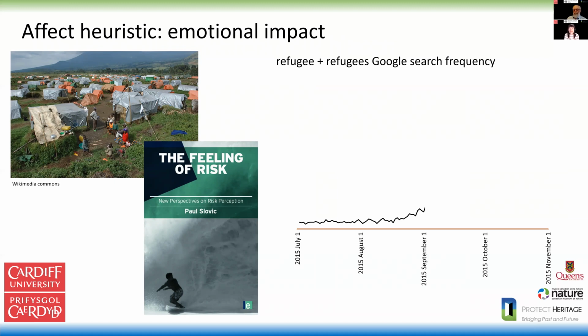And then one day, September the 2nd, 2015, that changed. Not because the plight changed, but because the image changed. That was the day we woke up to the horrifying image of Alan Kurdi washed up on a beach in Turkey. And for us, this graph is a real representation of how a visual and emotional event really transformed perceptions. We can see the impact it had on the public in this measurable way by the number of times that they Googled the word refugee. And this really helps to illustrate that our sense of importance of something is often dependent on emotional impact associated with it. And that's what's known as the effect heuristic.